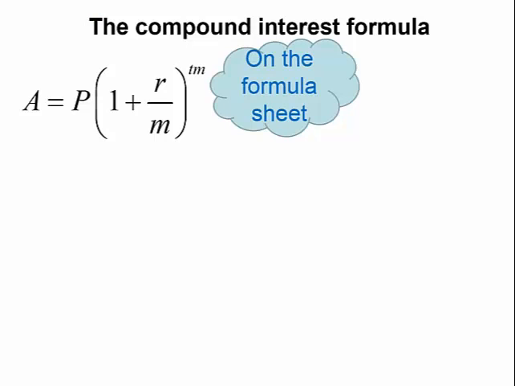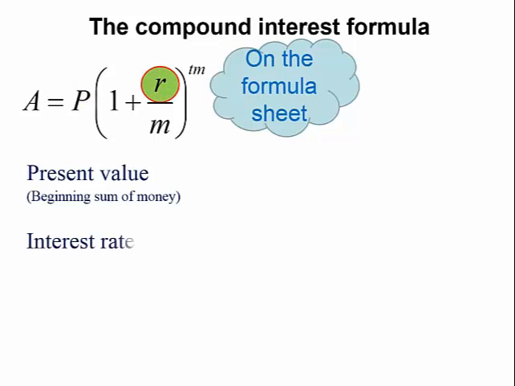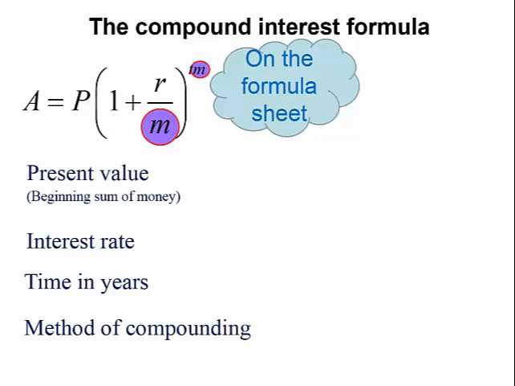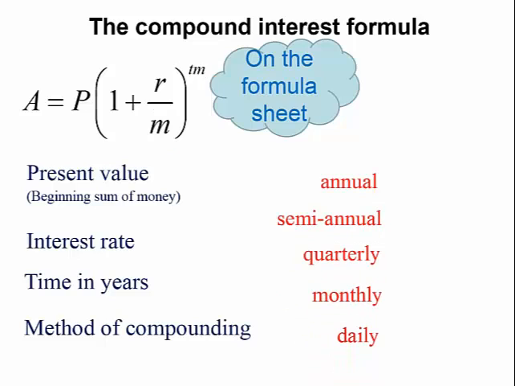Now here's the formula for compound interest that is printed on your formula sheet. And the quantities, P represents the sum of money in the beginning. The R is the interest rate, just like in the simple interest. The T is the time, just like in the simple interest. It has to be in years. And then the M, we haven't seen that in the simple interest problem. The M is called the method of compounding. Now that comes from the terminology in the problem. Here are the ones that you'll be encountering in our class.